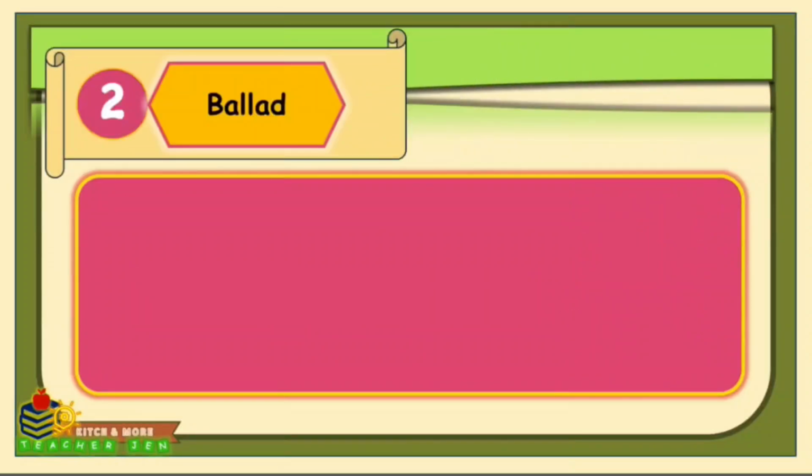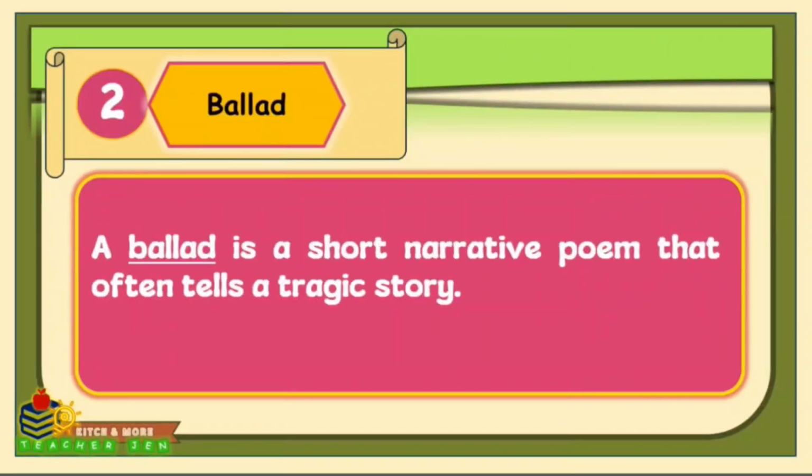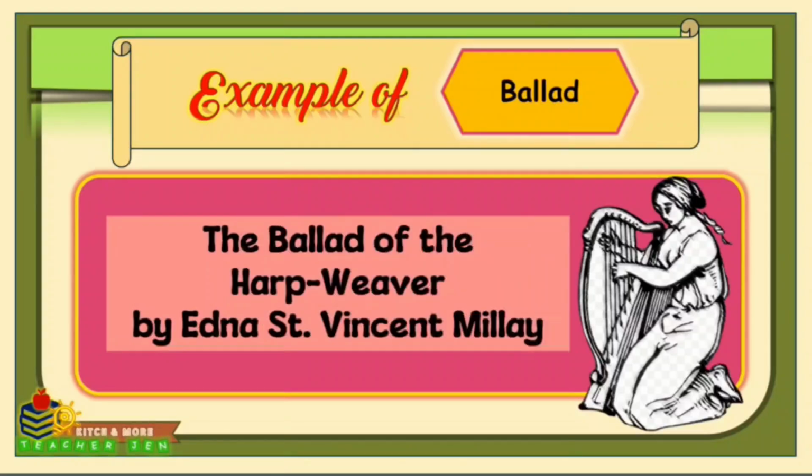The second one is the ballad. A ballad is a short narrative poem that often tells a tragic story. Ballads typically have a song-like quality, and they are usually written in simple, repetitive stanzas. They often depict dramatic events such as love, death, or adventure. For example, the Ballad of the Harp Weaver by Edna St. Vincent Millay. This ballad tells the tragic story of a mother's sacrifice for her son, weaving a harp out of her own hair as a symbol of her love and devotion.